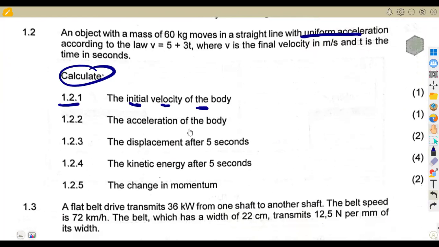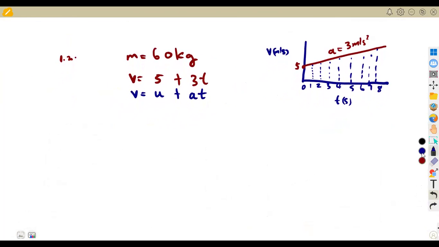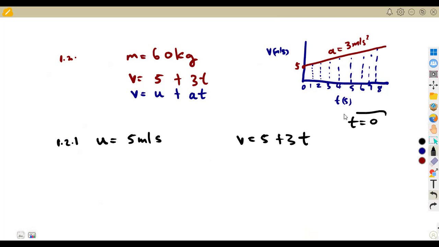All right. The initial velocity of the body, like I said, this is our U. We can even take it from our formula here, U, which corresponds to 5. So that's our initial velocity there. U is 5, and you know that velocity is measured in meters per second. If you want to take it from the calculations, from V is equal to 5 plus 3t, initially, we know that the time is supposed to be at 0 initially.